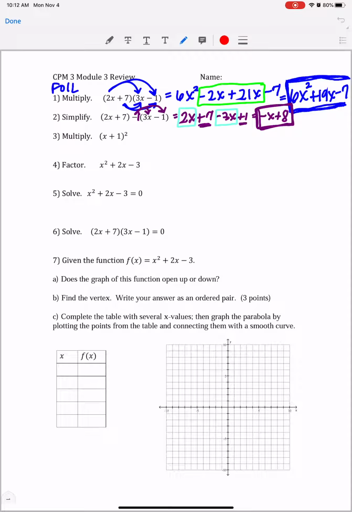Be careful on your tests because there is one subtraction one, and more times than not, everybody foils on it, and that's not what it's asking for.